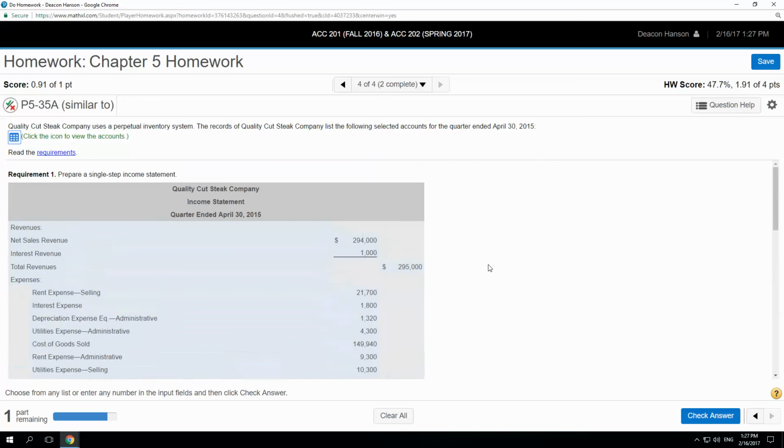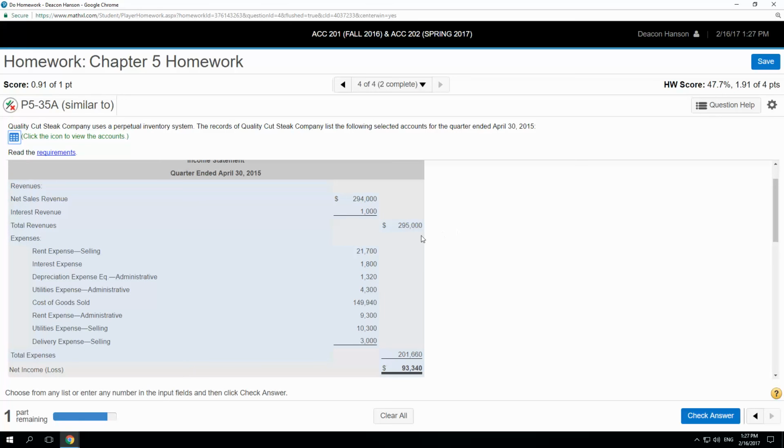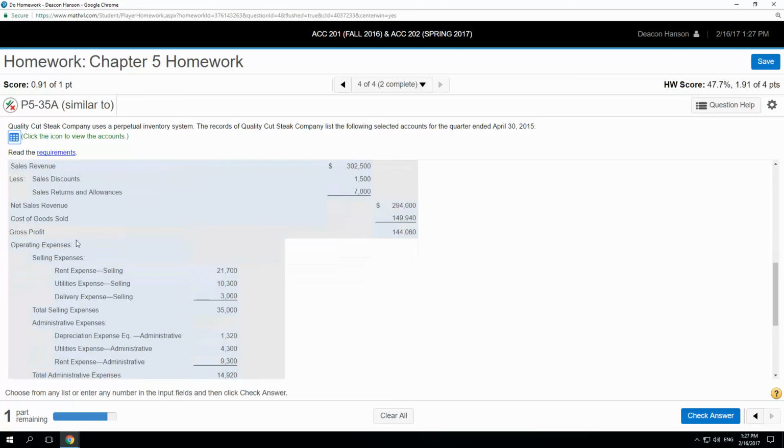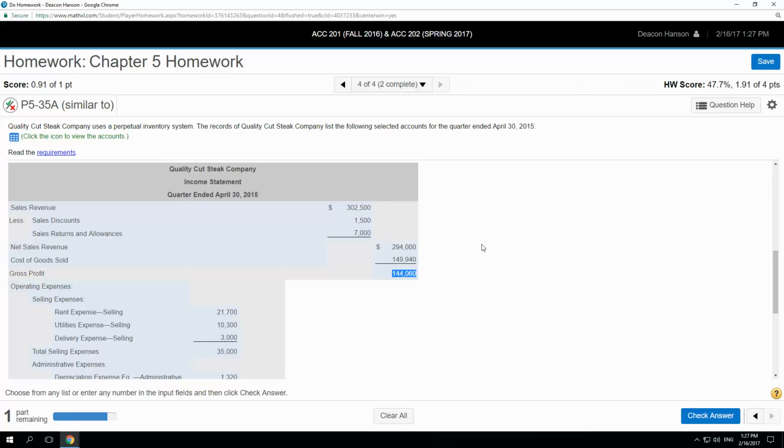Okay, so real quick, let's rewind. Remember, single step, it's just a matter of taking your revenue and subtracting your expenses. There's the single step. Multi-step, you have several stops along the way, right? You got several subtotals. This is an important one here. Gross profit, right? That's telling you, okay, 294 is what I sold these things for, and 149,940 is what I bought them for.